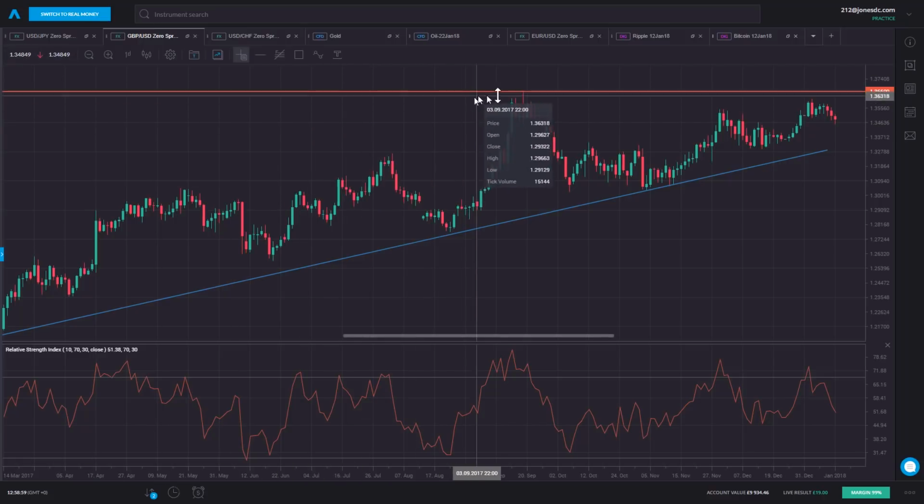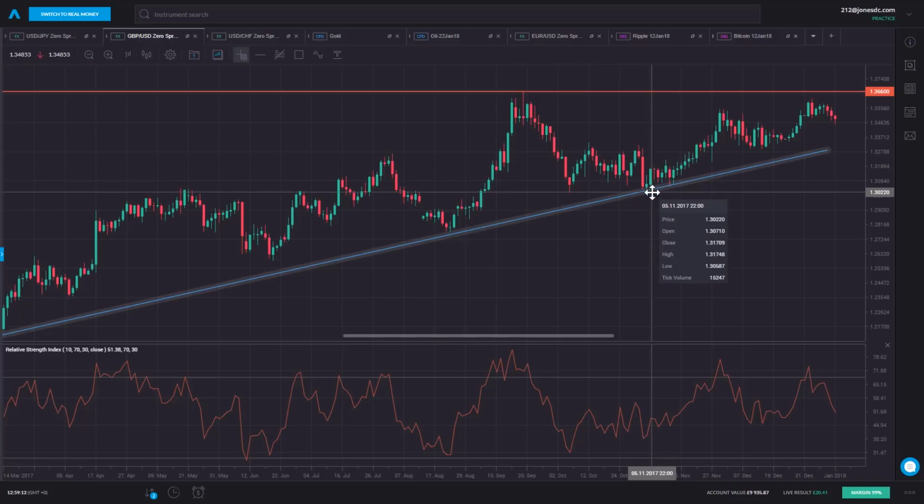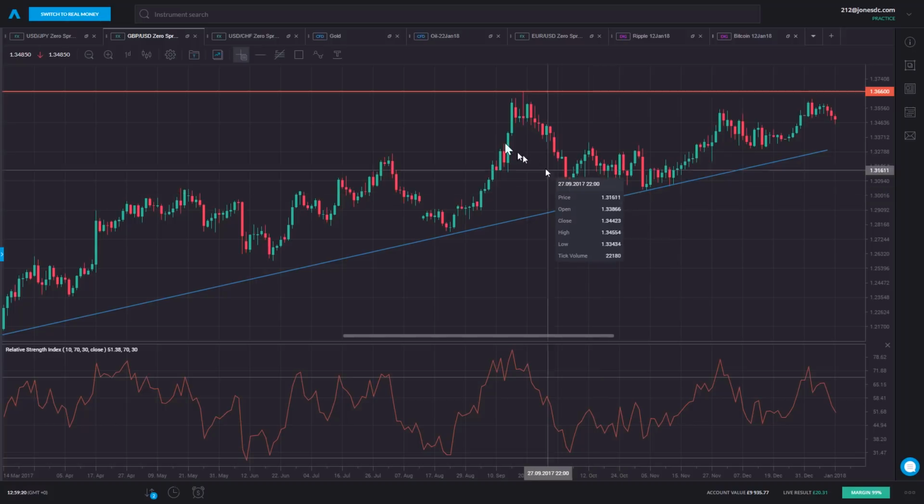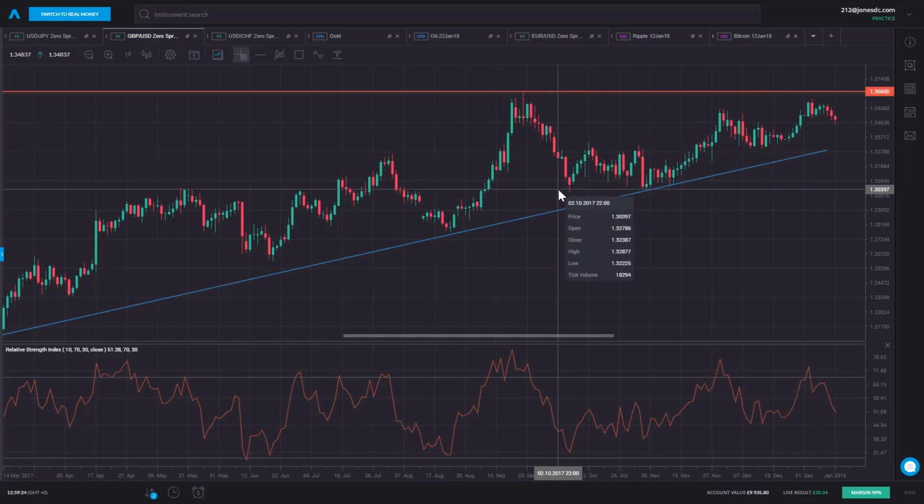So if we look on the chart up here, the highs for pound against the US dollar, 1.3660, near enough. That's the high set in September. And then it dropped down to lows around about 1.3000. Okay, so a move from 1.36 to 1.30, that's a 600 point move.